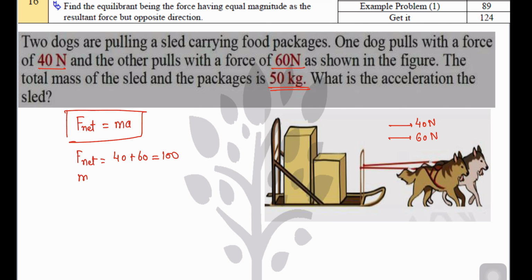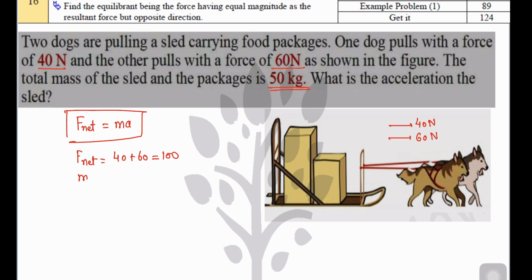Find acceleration. So A is equal to F net over mass, which is 100 divided by 50, which is 2 meter per second square. Finish. If you solve like this, you will get lots of marks in the exam.